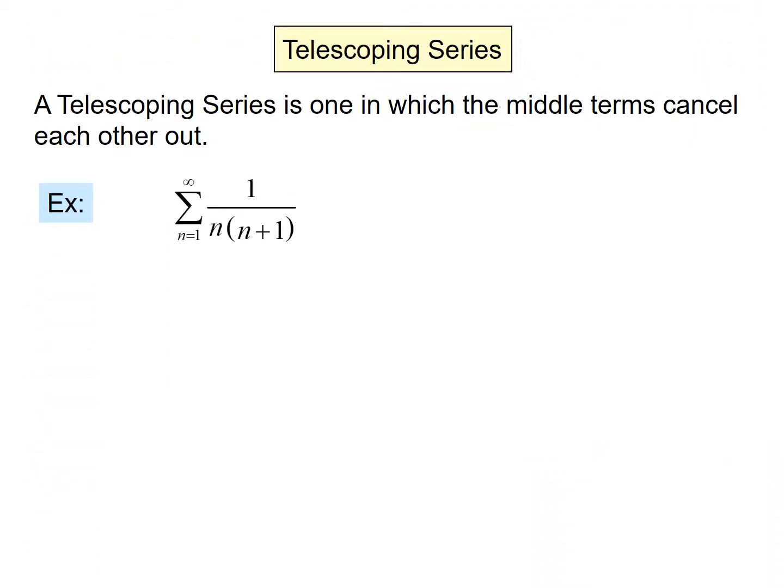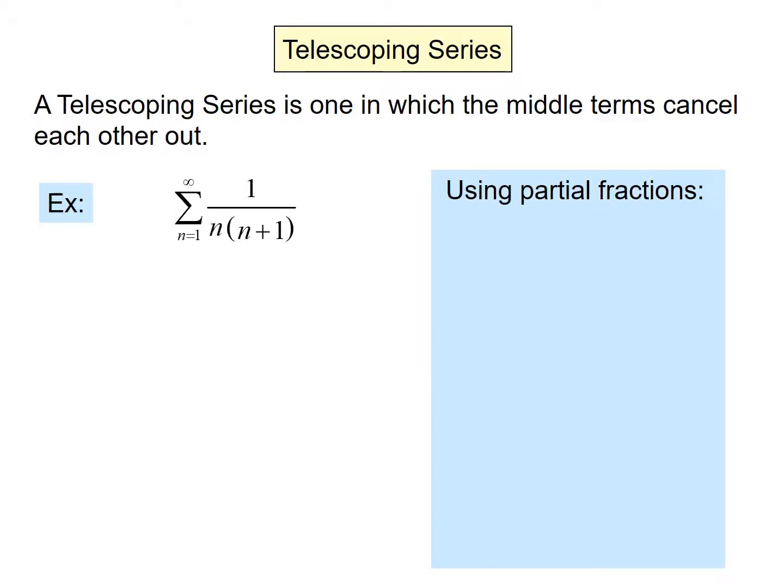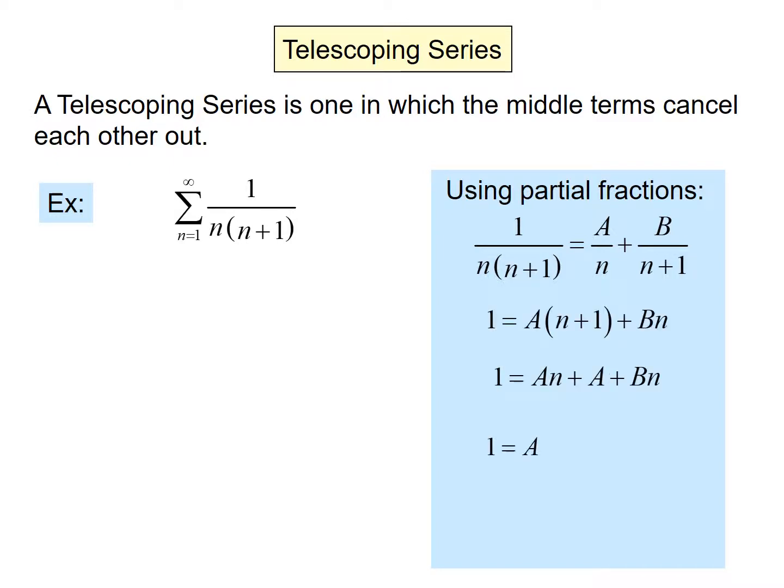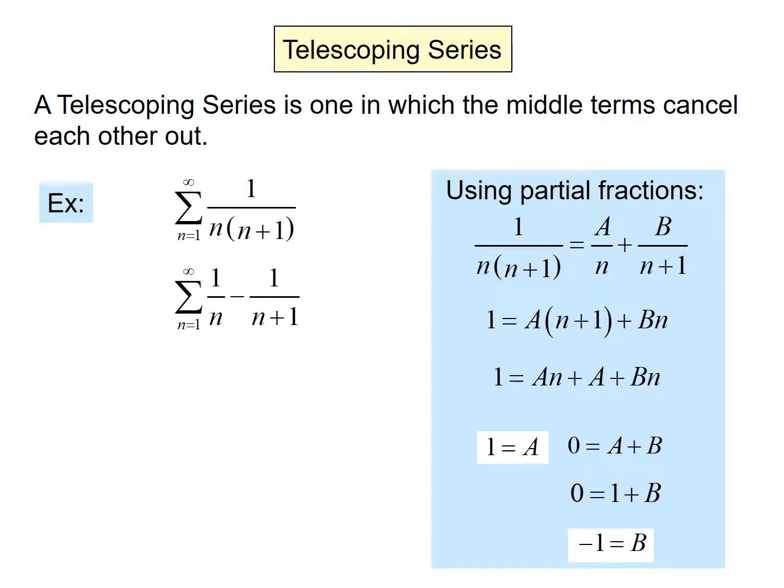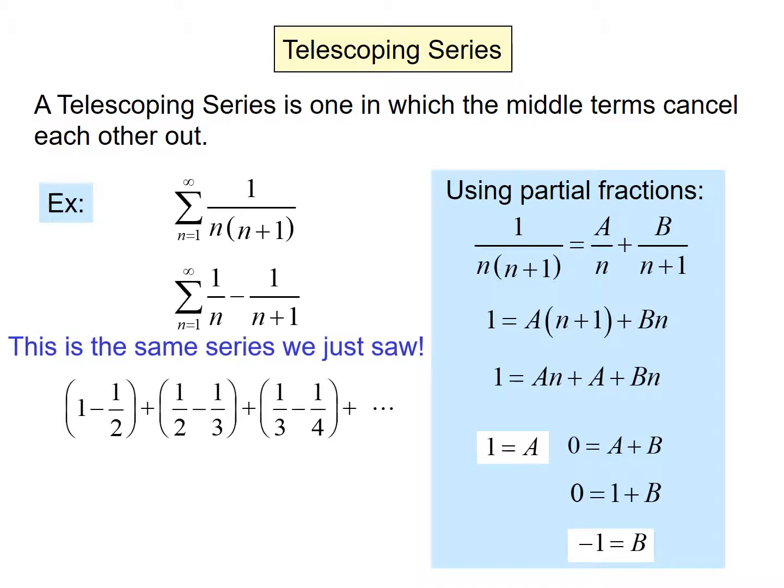Okay, now this series is also a telescoping series, even though it might not look like it at first glance. But if we use partial fractions to split this up into two fractions, we can solve for A and B. So we've got A, we've got B. Turns out this series is the same as the sum from n equals 1 to infinity of 1 over n minus 1 over n plus 1, and that's the series that we just looked at.